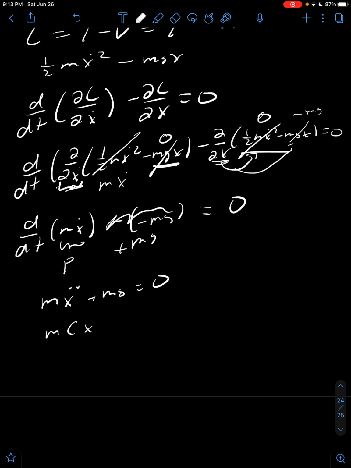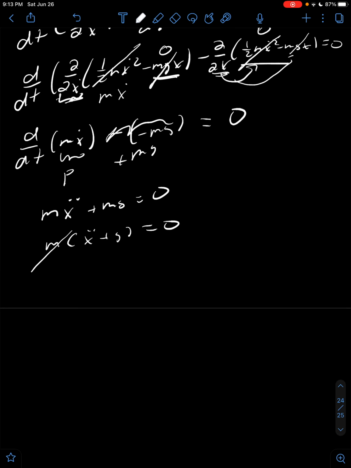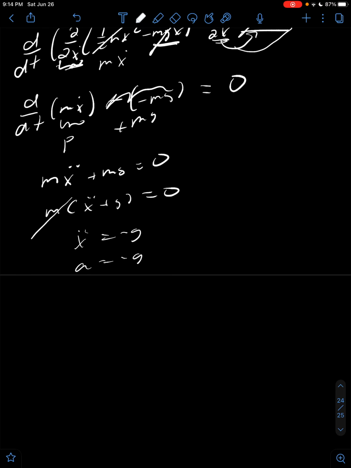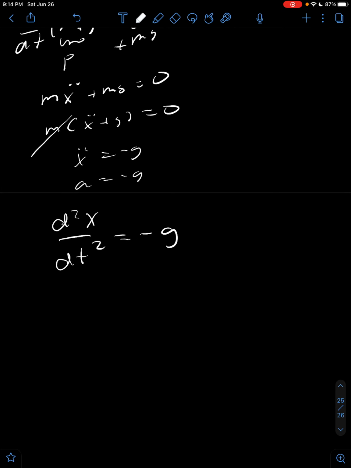We can factor out the m, and we divide both sides by m, and we have x double dot equals minus g, or the acceleration equals minus g. So in calculus terms, the second derivative of the position equals minus g. And we can actually solve for the position here by taking the double integral of it.